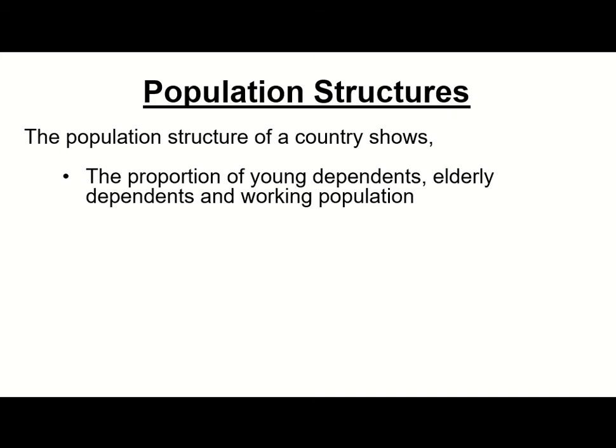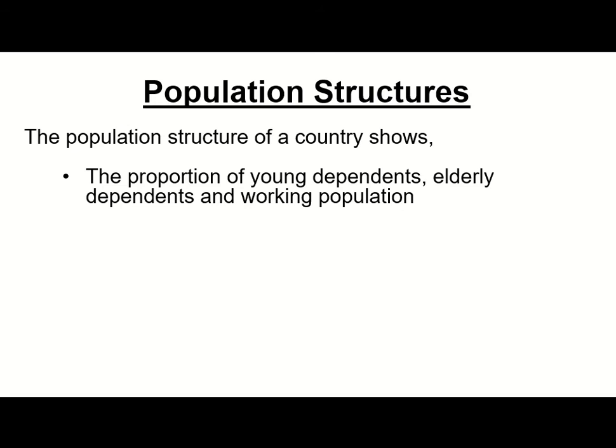So the proportions of these are quite important, because if you've got too many young and elderly dependents and not enough people working in the population to pay for the services they use, then you're going to struggle to afford to pay for all those people that need that support. And so you really want to try and keep that population structure as balanced as possible.